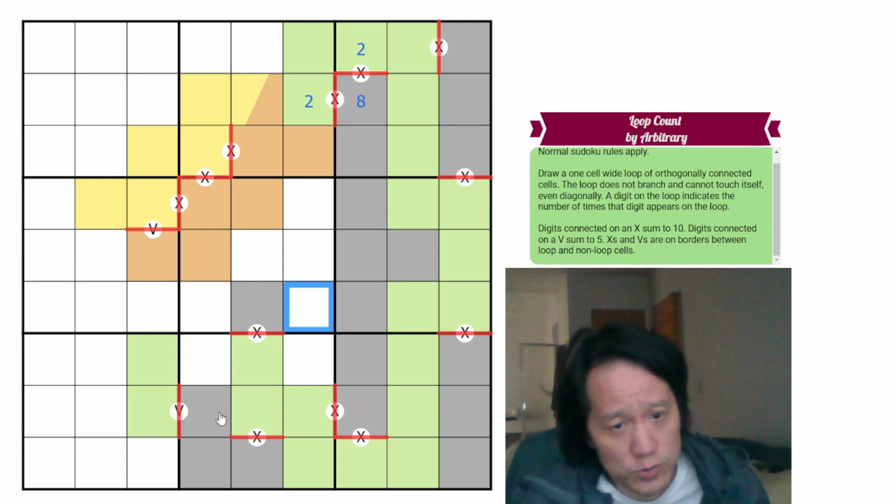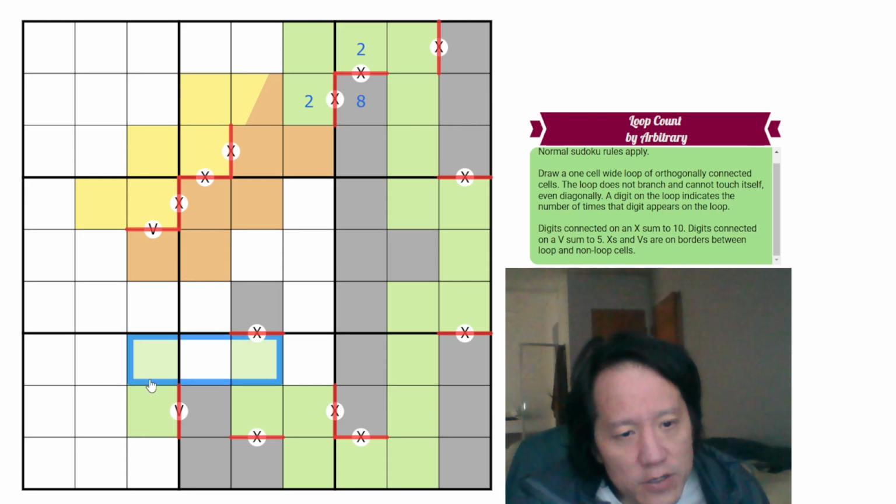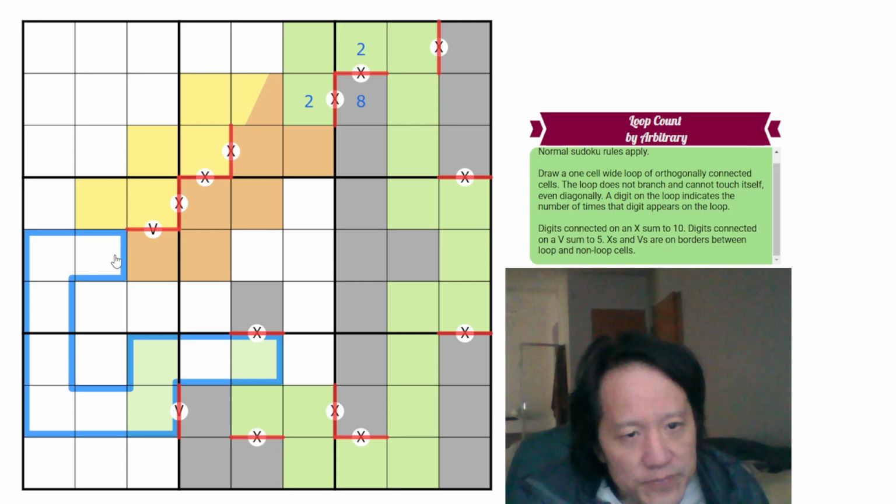Does orange work? I guess so, yeah. You could go something like this, or you could go something like this, right? So orange does work.